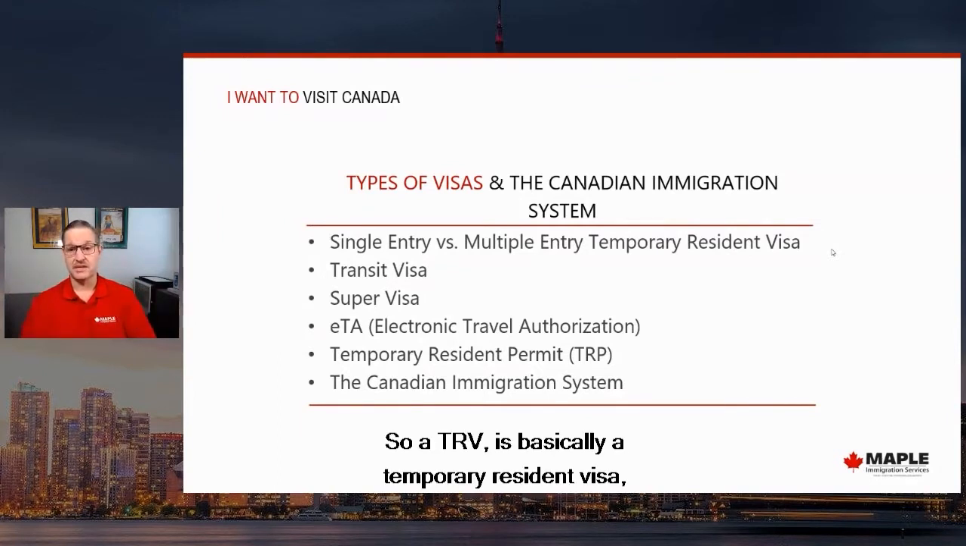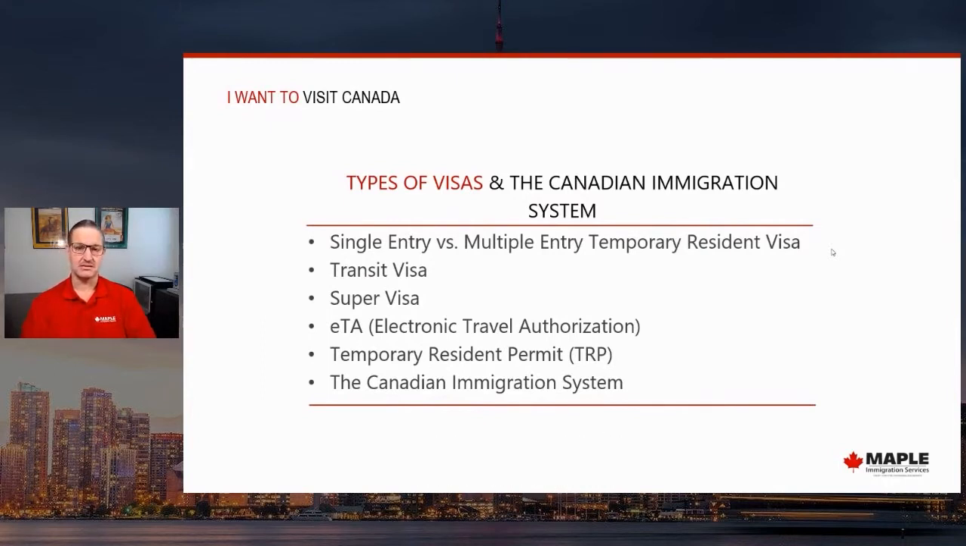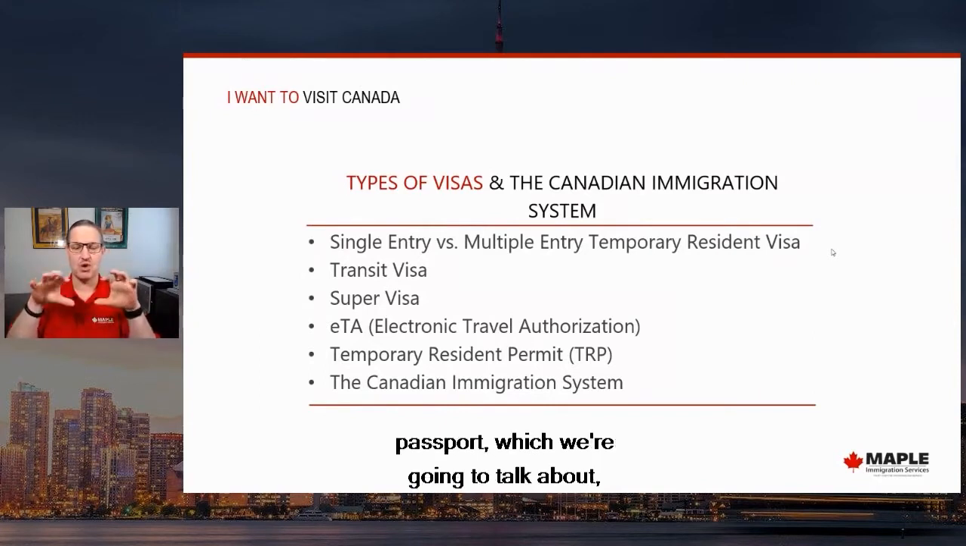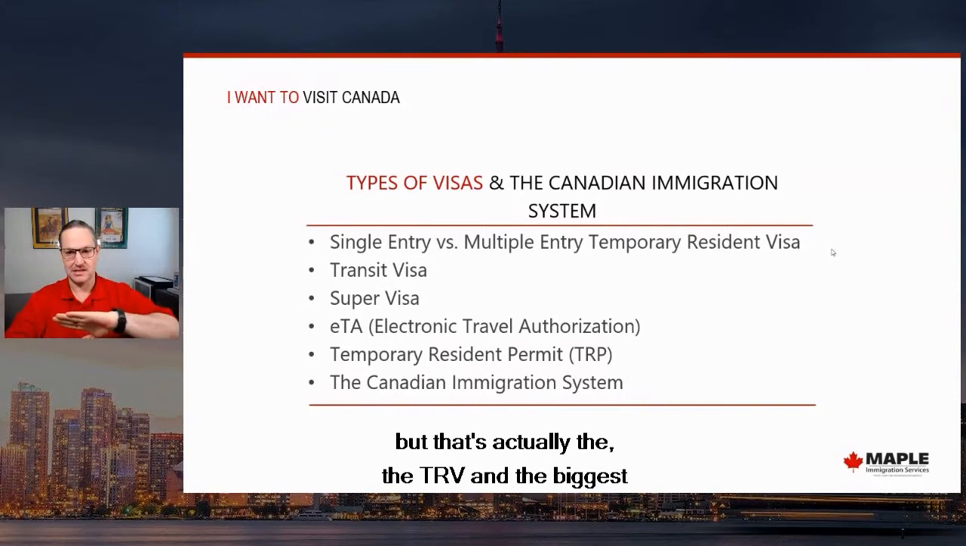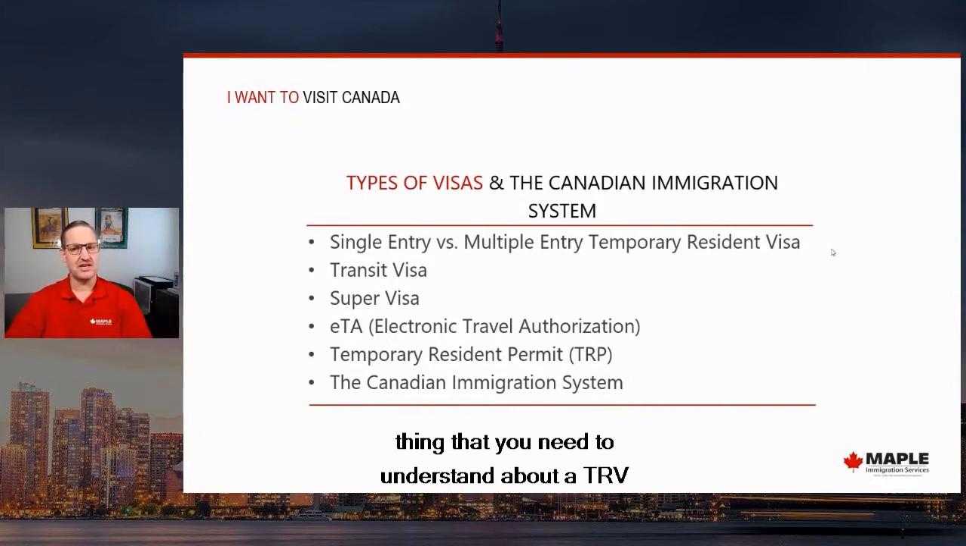So a TRV is basically a temporary resident visa, which is a visitor visa. When you come in here as a temporary resident, you're only coming in for a temporary purpose. That could be a visitor, a student, a temporary foreign worker, somewhere along those lines. A lot of times there's the stamp in your passport, which we're going to talk about, but that's actually the TRV. And the biggest thing you need to understand about a TRV is that it doesn't actually guarantee you access. Just because you have that, you still have to go through the final check at the border.